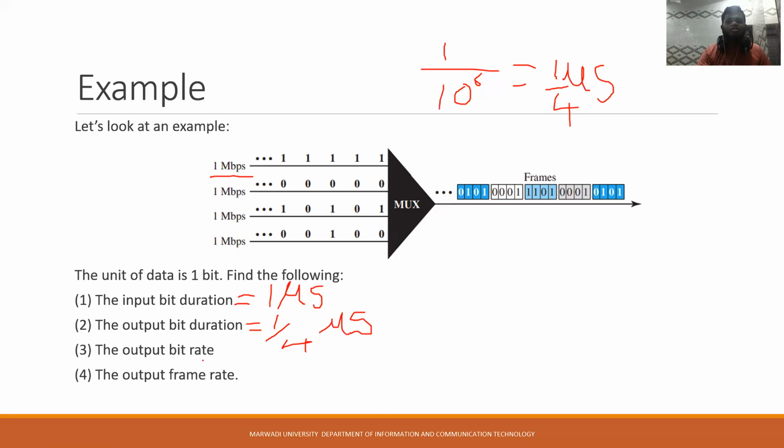right? So then we have output bit rate. So output bit rate would be n times the input bit rate, that is 1 Mbps, right? So we have 4 connections, so 4 multiplied by 1 Mbps equals 4 Mbps.